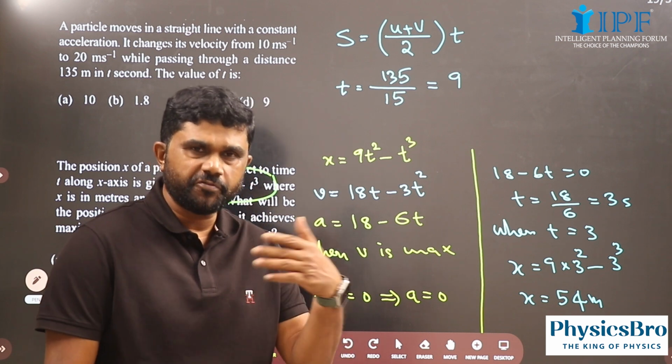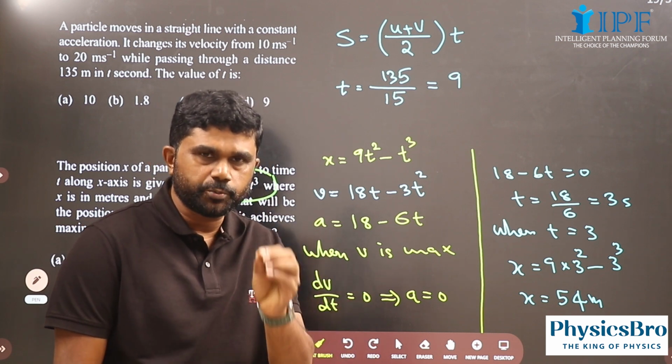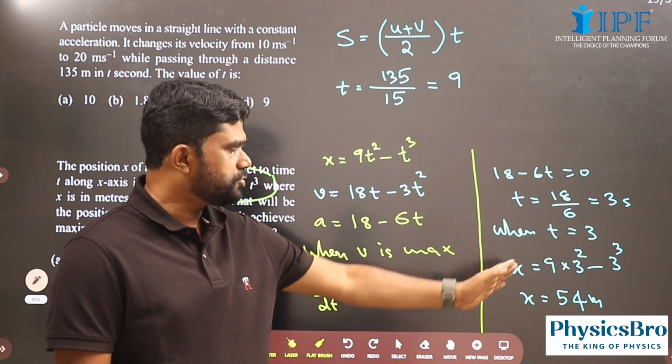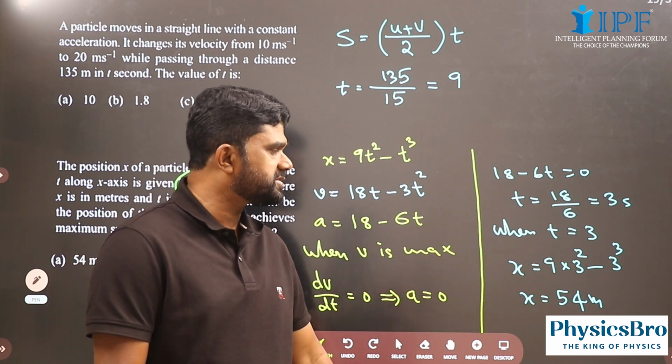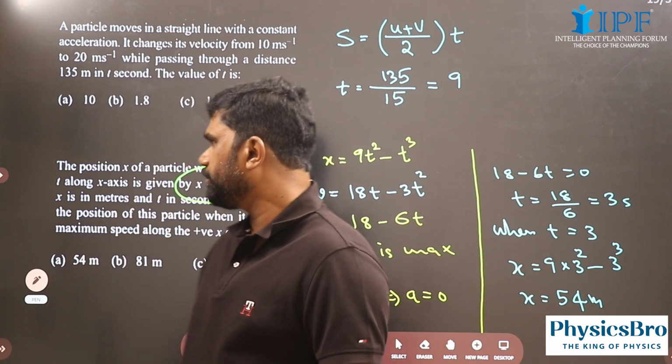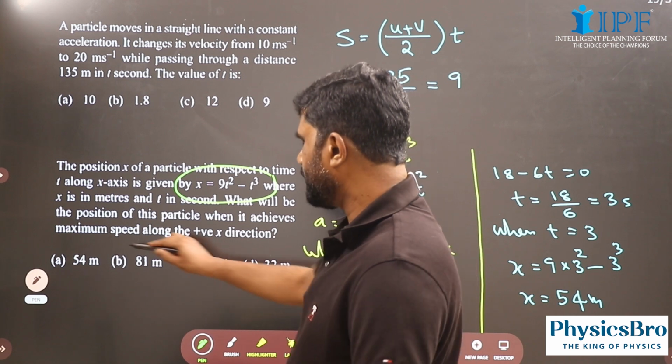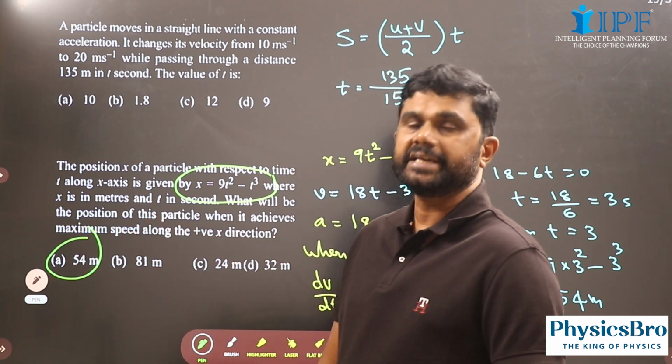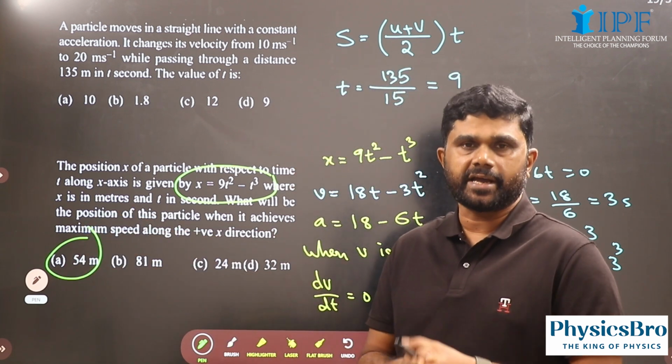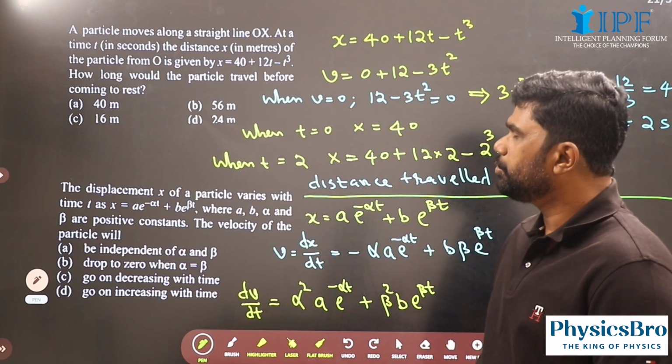So in the expression for position, you have to simply put t equal to 3. So we will get 9 into 3 square minus 3 cube, and that is equal to 54 meter. So the first option itself is the correct answer. Now let's go to the next question.